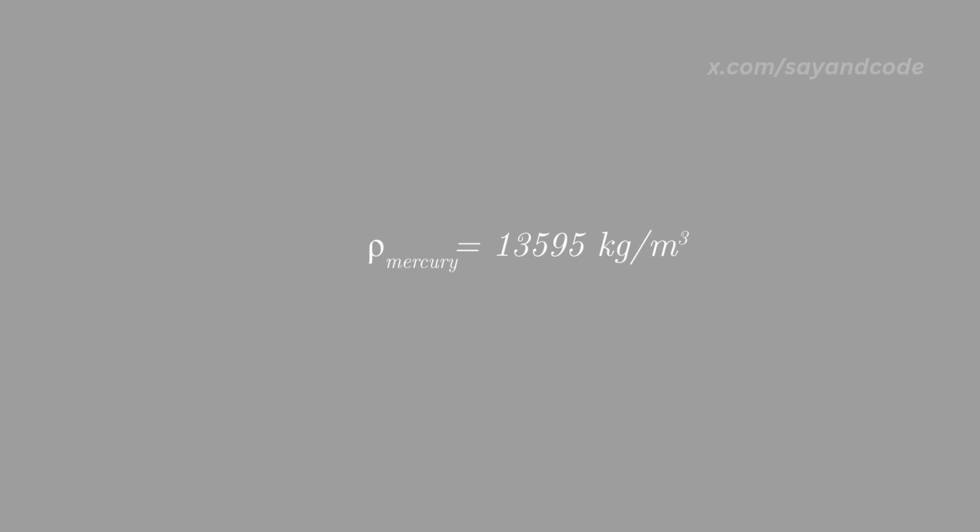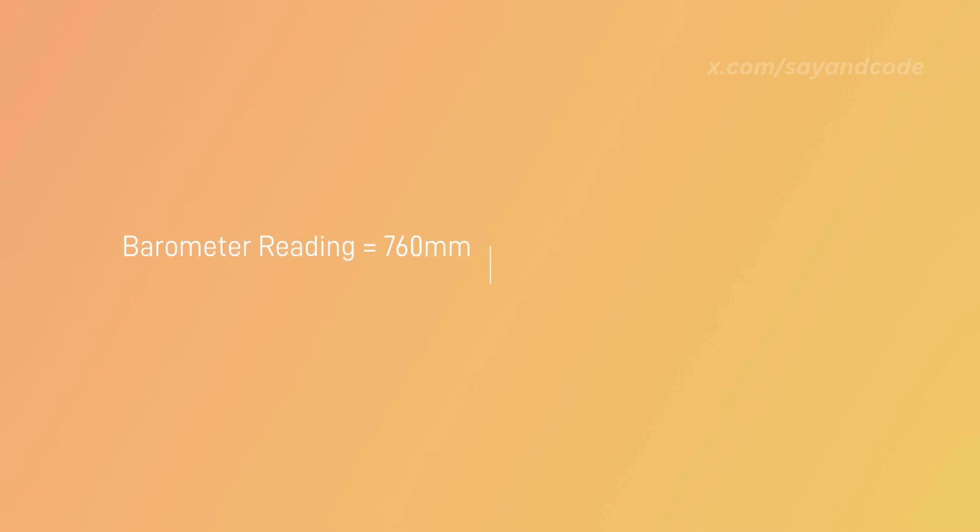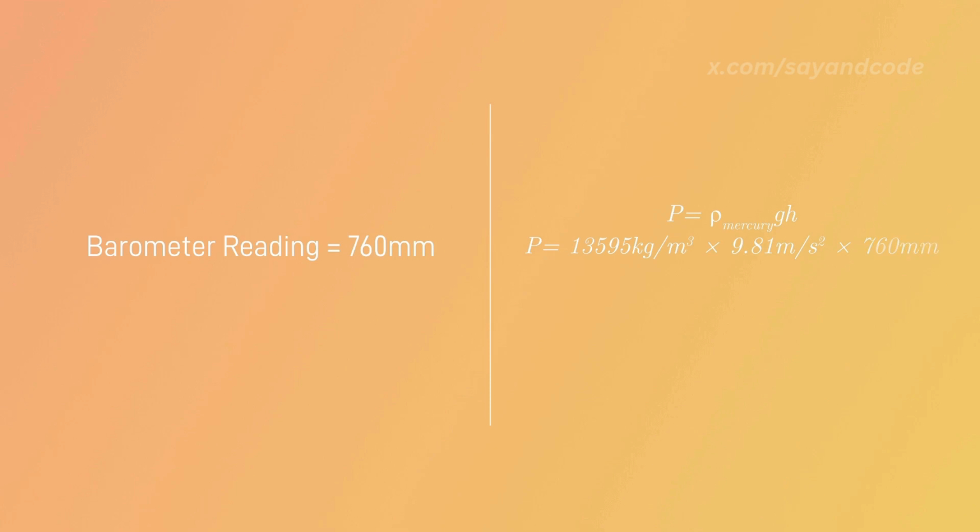If we know this, we can convert the reading of a barometer or manometer, which is in millimeters of mercury, into Pascal. For example, if the barometer shows a reading of 760 millimeters of Hg, we can convert this into pascals, using the equation, P is equal to 13595 into 9.81 into 760 millimeters, or 0.76 meters. Which gives us a value of 101,358 pascals, or 1.01358 bar. The standard value of atmospheric pressure is 1.01325 bar, or approximately 1 bar.